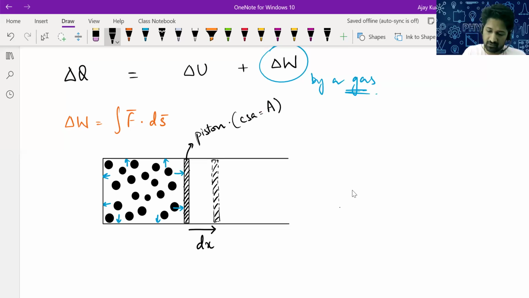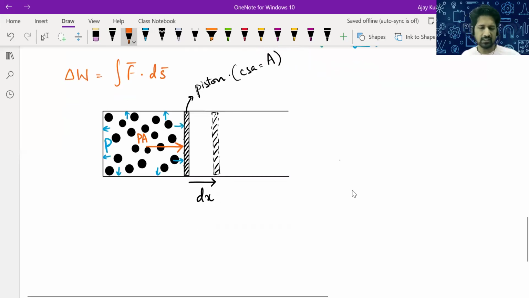Now because of the pressure of the gas, let's say the gas is at a pressure P. Because of the pressure of the gas, the piston will be experiencing a force. How much force? How do you calculate force resulting from pressure? Pressure multiplied with area. That is the force acting on the piston. And let's assume the piston undergoes an outward displacement dx.